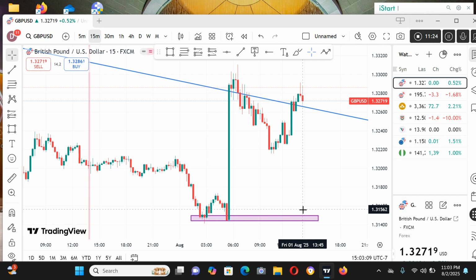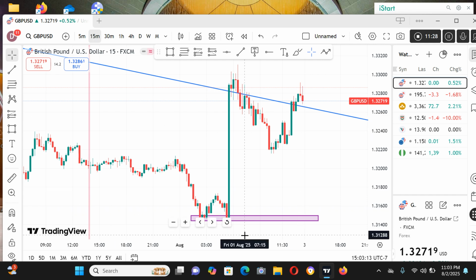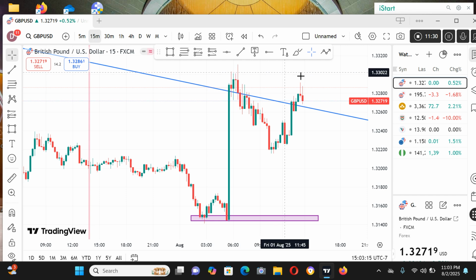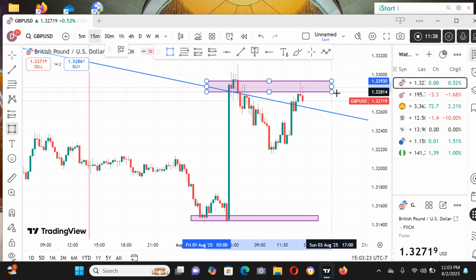So this is as simple as ABCD, like I said earlier. This is the aggressive move, this is the correctional move, and we are expecting the continuation move. The continuation move is where we are going to place our trade. So this is where we are going to place our trade.